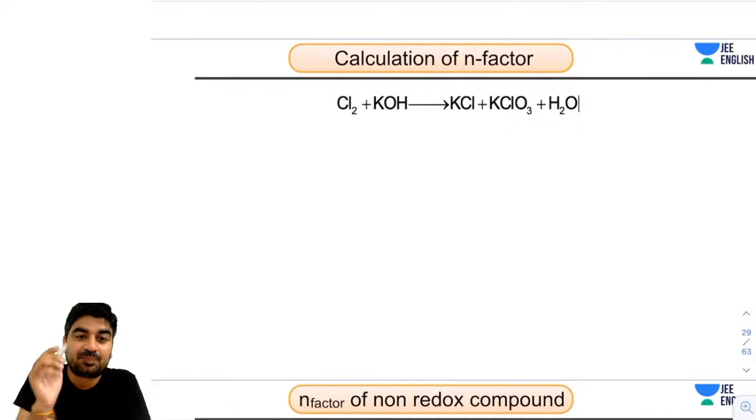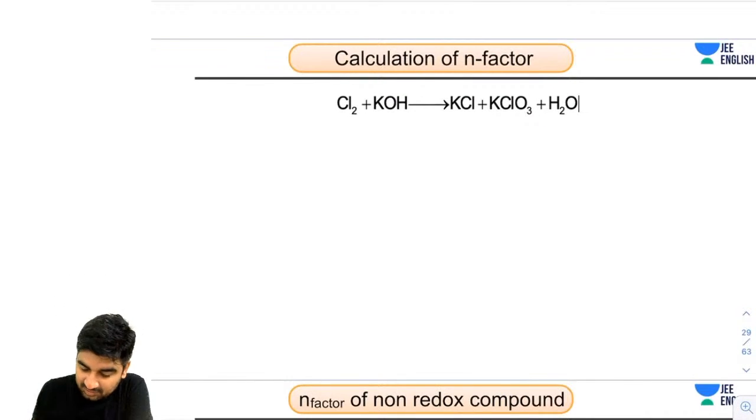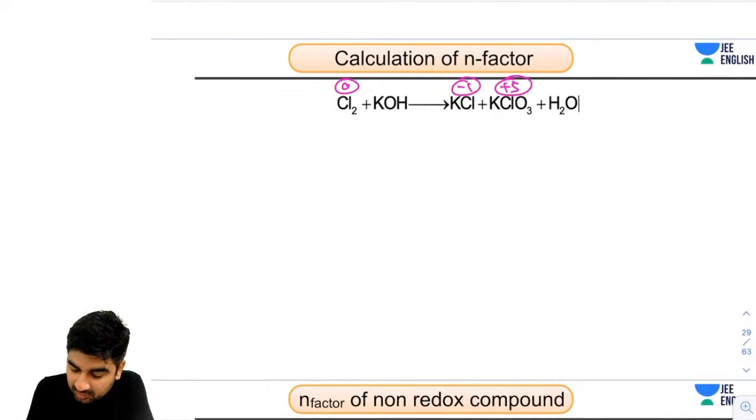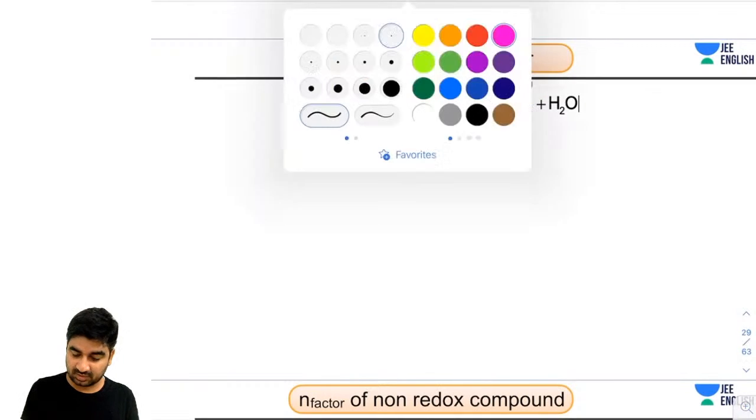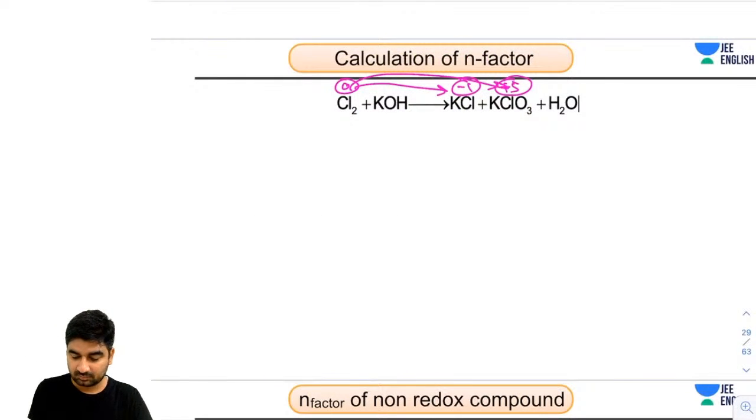And again here, first you have to identify what kind of reaction this is. Chlorine is 0, -1 and +5. So there is reduction of chlorine and there is oxidation of chlorine. So chlorine is being oxidized as well as reduced. Right? So guys, this KOH is providing the necessary basic medium. So what will I do now?